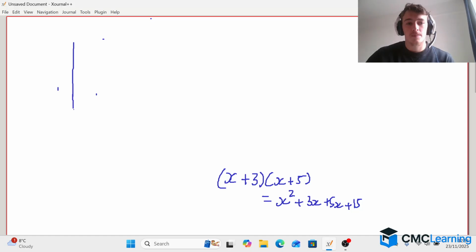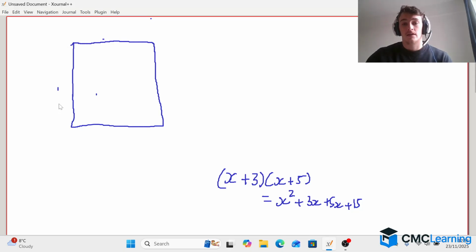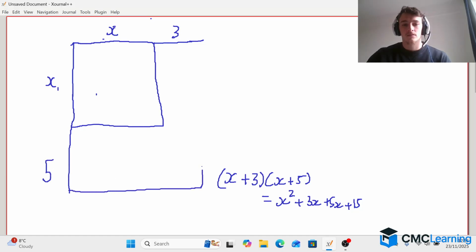You can imagine expanding x plus 3 multiplied by x plus 5 as having, well, this could be, or this is a square actually, because both sides have length x. You have your x plus 3 on one side. You have your x plus 5 on another. How have I done that?